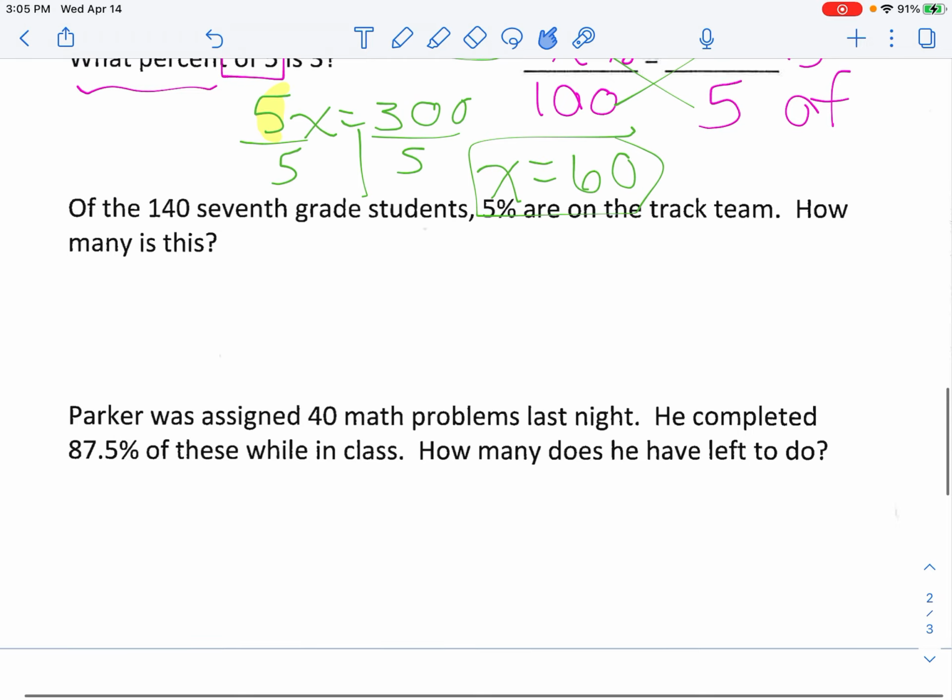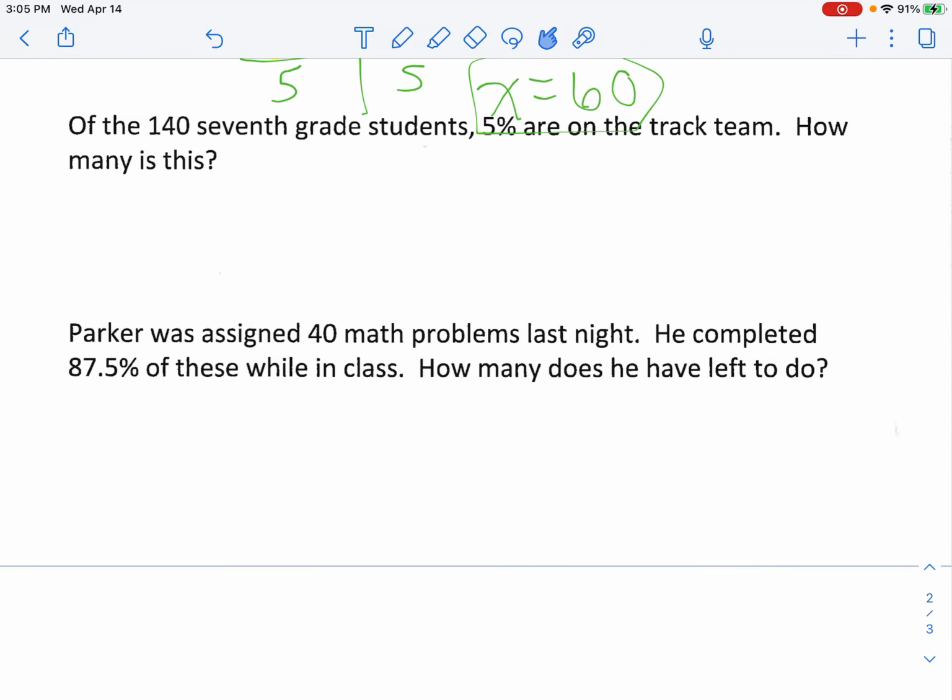All right, we just got 2 more. We're going to work on word problems. As you know, I say every day, the reason I'm teaching you how to solve all these problems is so that you can apply it and solve a real world problem. Of the 140 seventh grade students, 5% are on the track team. How many is this? We're going to do the same thing. So we're going to do percent over 100 equals is over of.